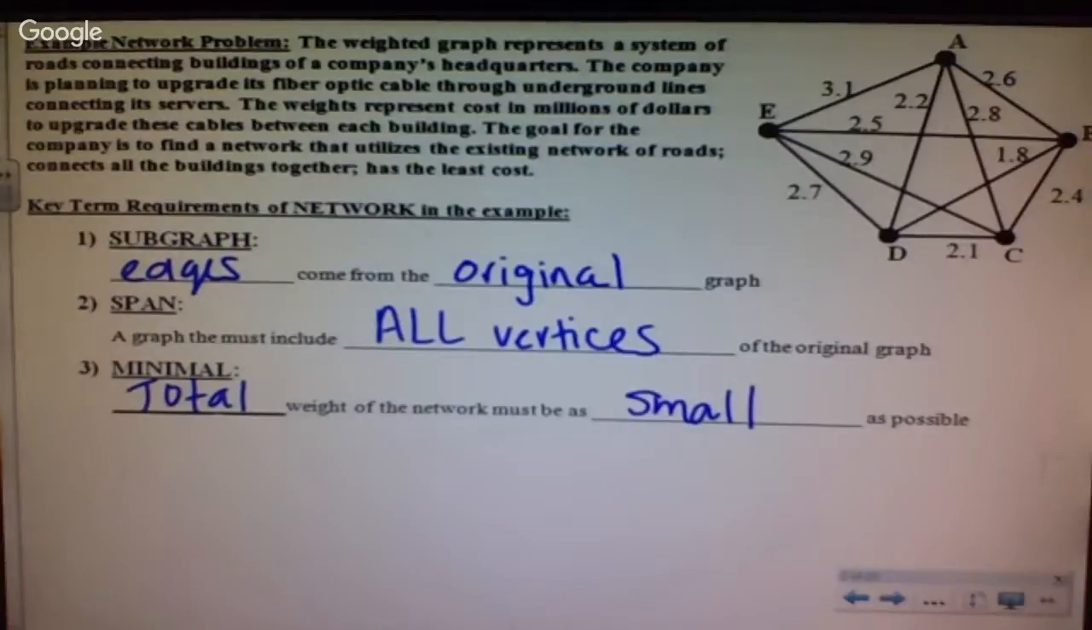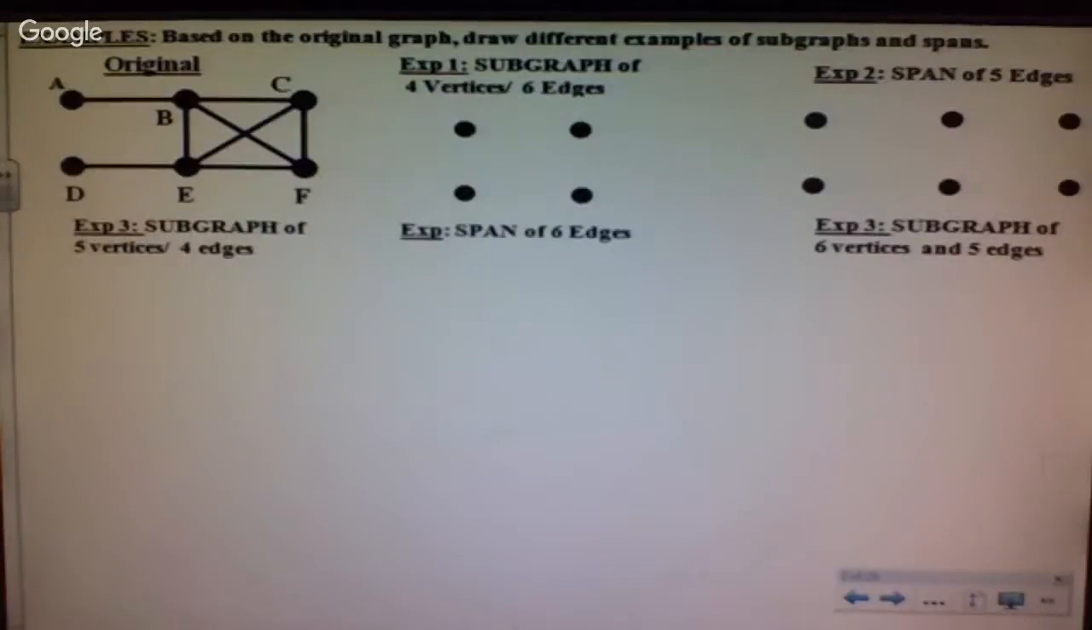Must be as small as possible. So let's see if we can draw some pretty pictures. I know you're so sick of drawing, but life happens. Okay, so example number 1 says, I want to create a subgraph that has 4 vertices and 6 edges.